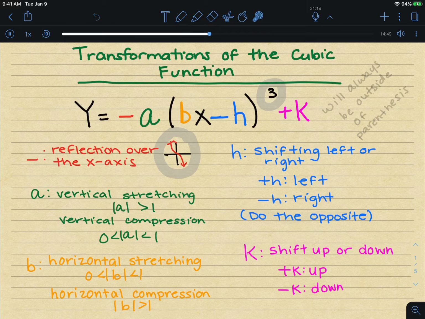Okay, and so then we go ahead and continue to H. Now, do notice what is going to be the difference between H and K: the H you can find inside of the parentheses, and the K is always going to be on the outside. Okay, K will always be outside of parentheses.